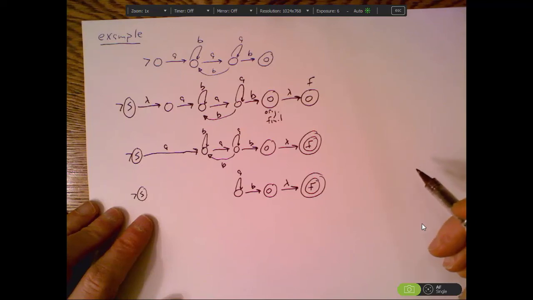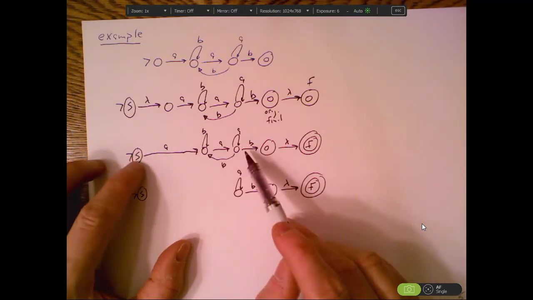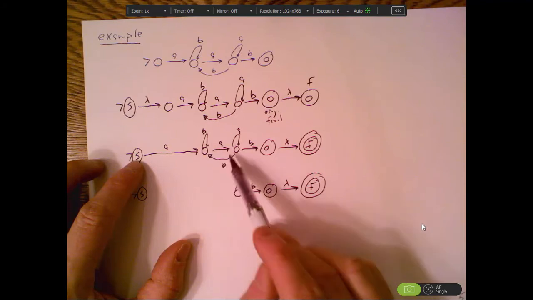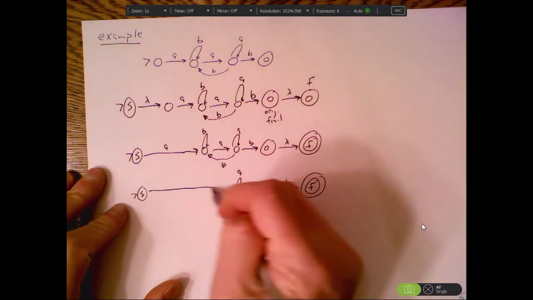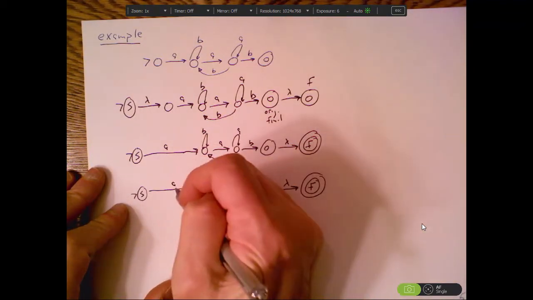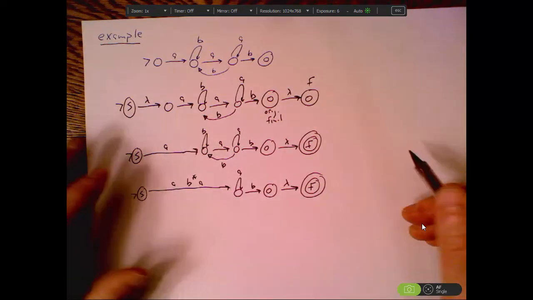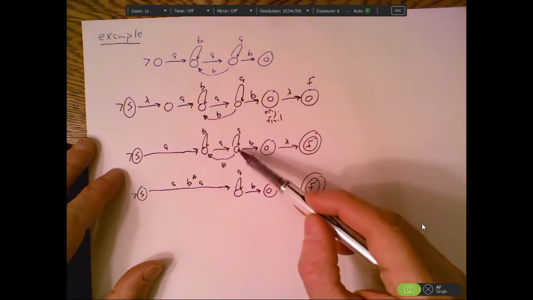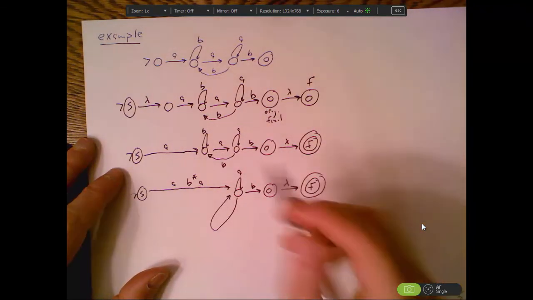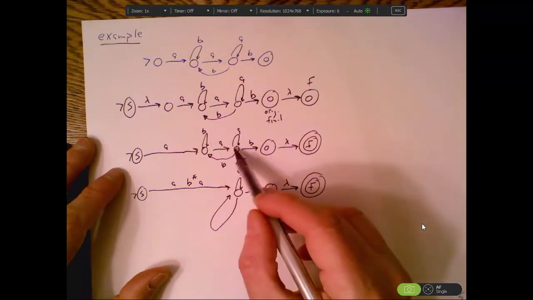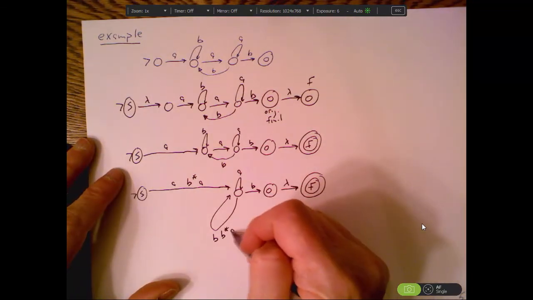And now I've got to consider all pairs. Well, here's one pair that goes through the state I'm eliminating. So this would be A, B star A. There's no alternative path. So that's what that's going to be, right? A, B star A. But now there's another pair. This node is connected to itself via that. So I'm going to have to represent that with another arc like that. And now it's B star A. So B star A.